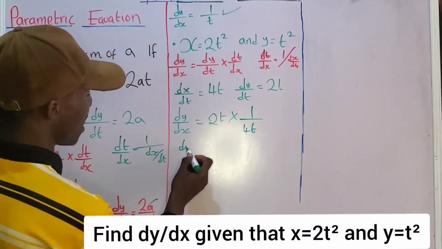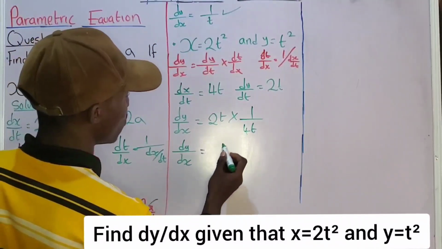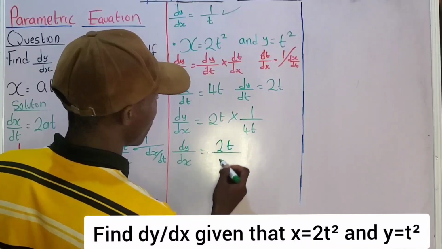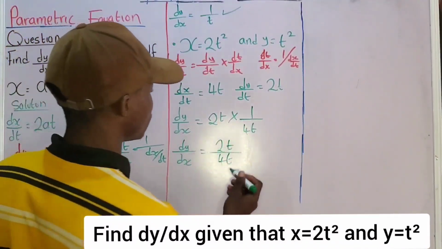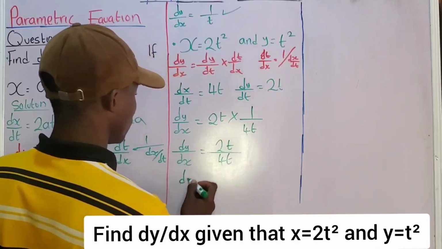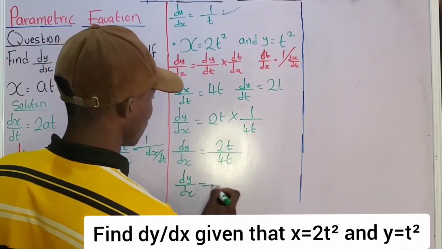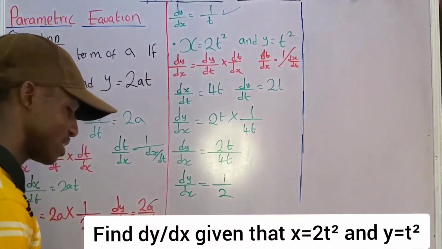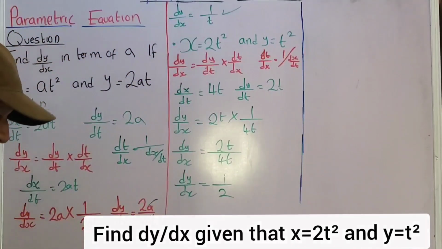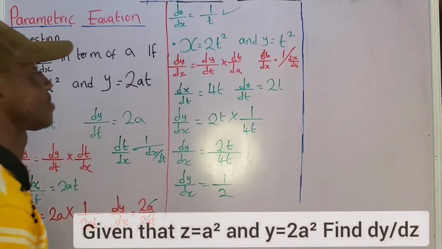Okay? So dy over dx is equal to 2t all over 4t, because if you multiply 2t by 1, you're going to have 2t. So I'm going to have 2t over 4t. This will be equal to dy over dx equals 1 over 2. Okay, so that is the solution to that question. Now let us proceed to another question.